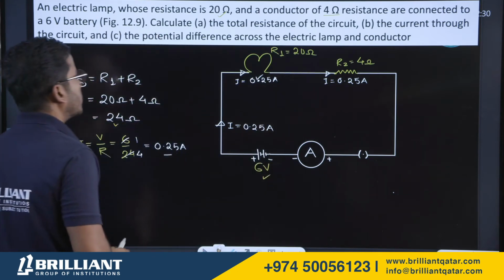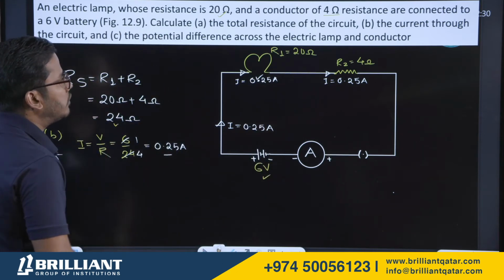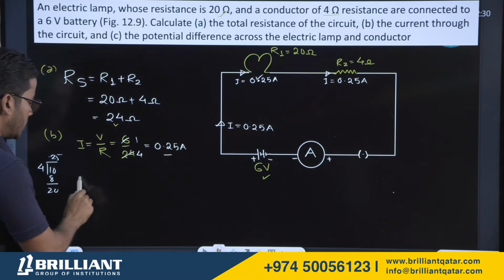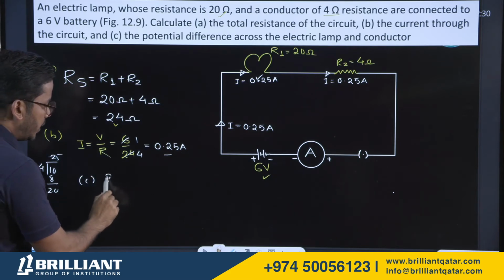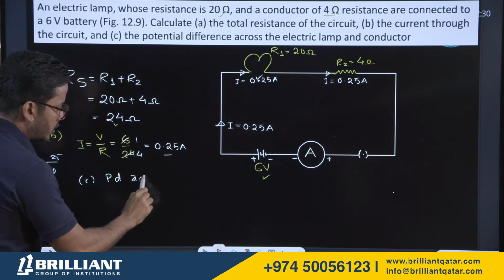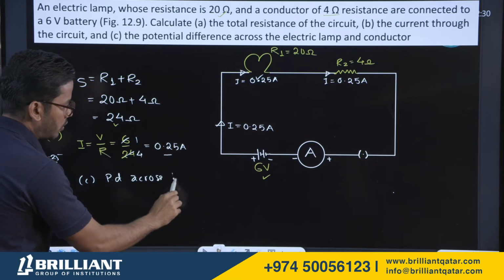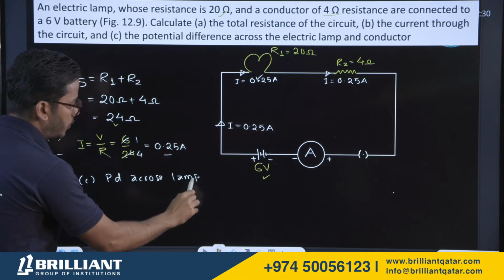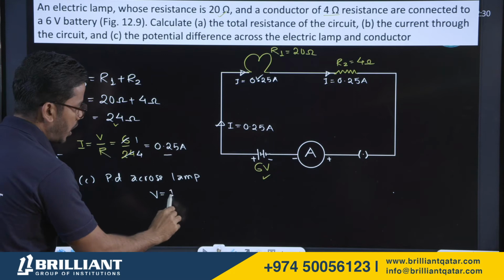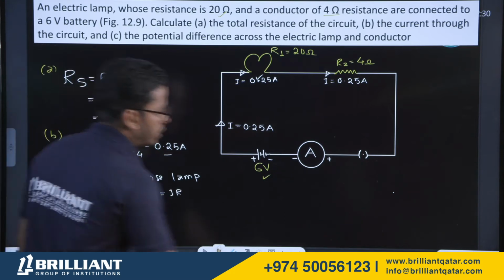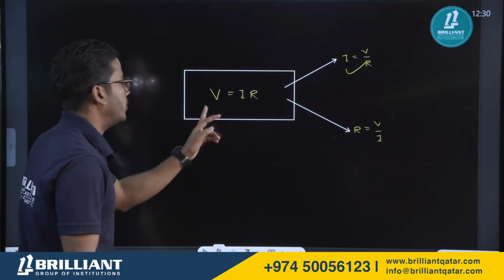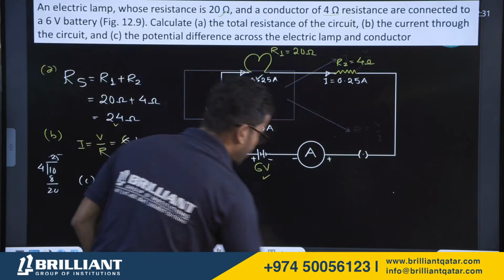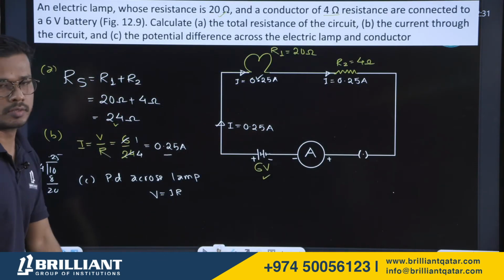That's what the next question is. For point C, the potential difference across the electric lamp. So PD across the lamp. All right, so what's the formula? You will tell me, sir, V is equal to IR, right? V is equal to IR is my formula.